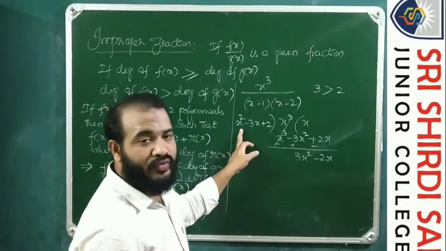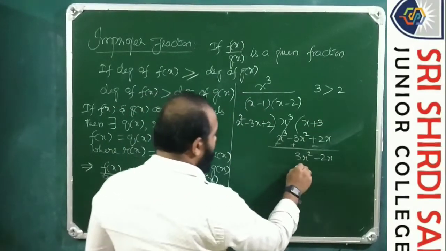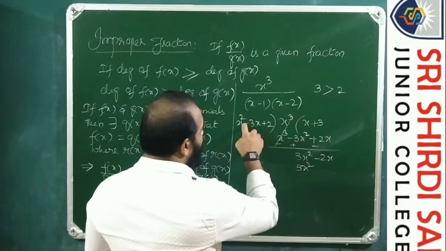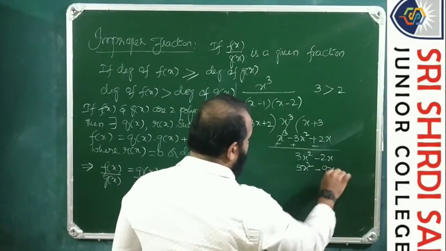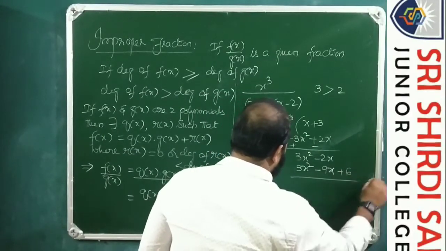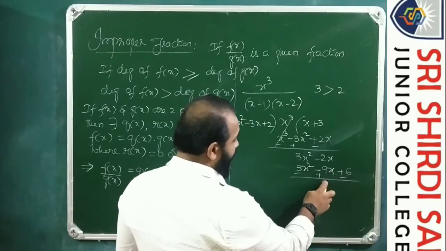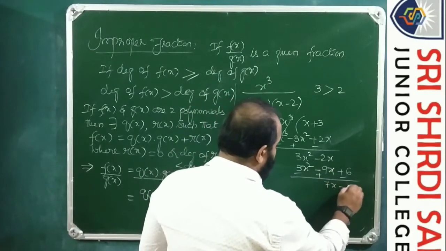3x square by x square is 3. With 3 we will multiply: 3 into x square is 3x square, 3 into minus 3x is minus 9x, and 3 into 2 is 6. So this is minus plus minus. So 9x minus 2x is 7x minus 6.